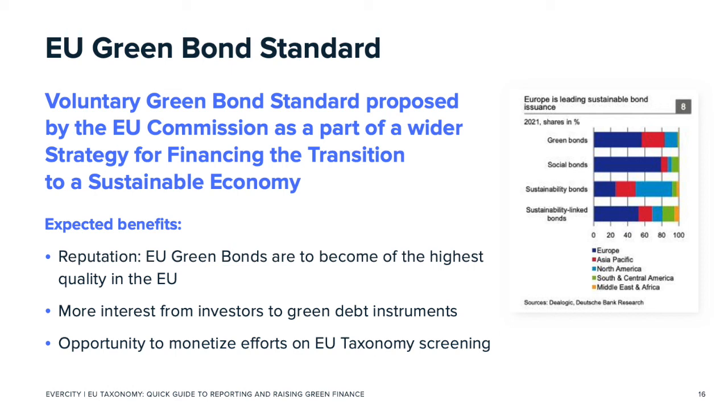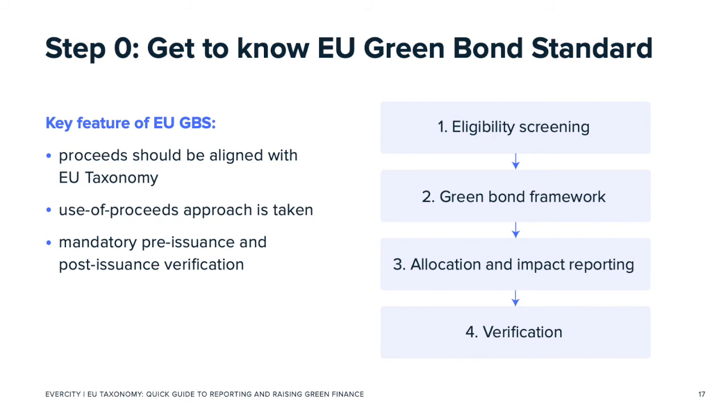So probably we should go through the green bond process a little bit, because it's not well known to many companies. What does a green bond process essentially cover? There is first the eligibility screening part, where you identify what assets can be financed by a green bond or a green loan. In the case of the EU Green Bond Standard, they have to be aligned with the taxonomy.